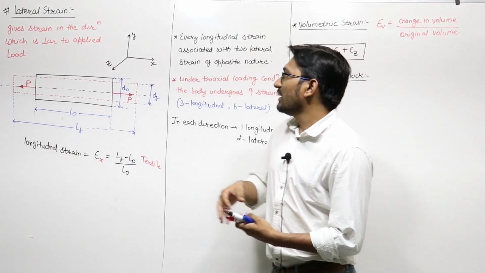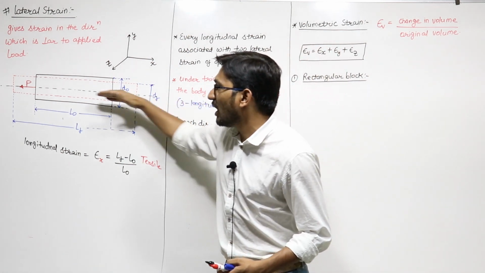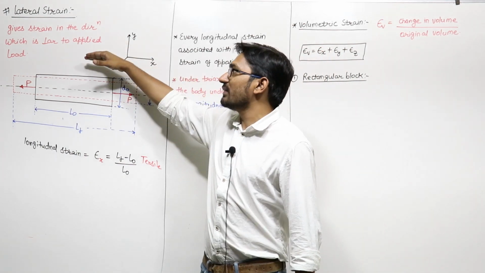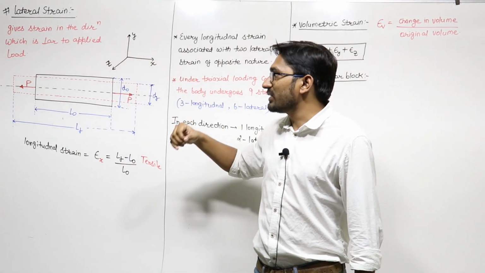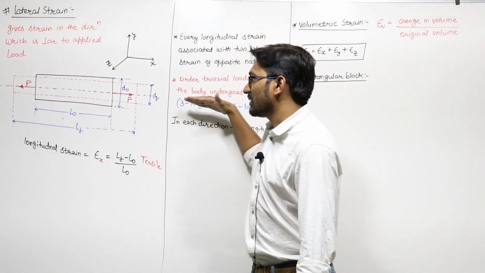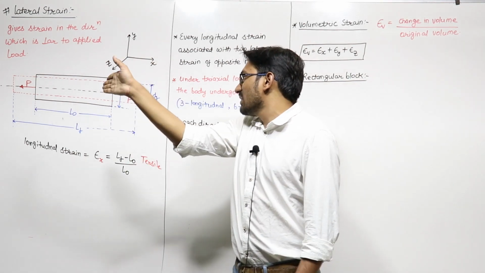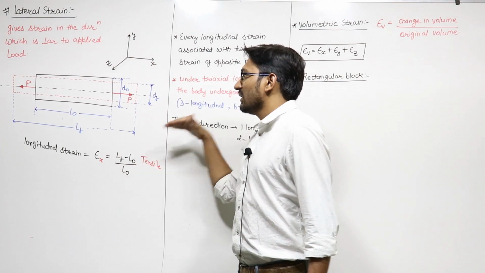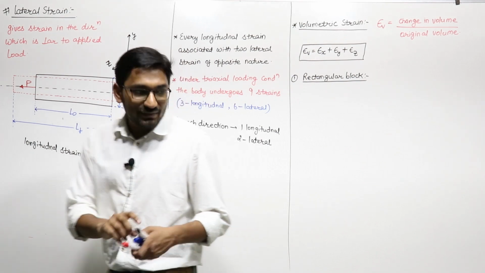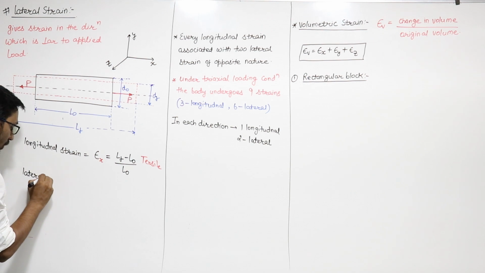So we can say that the longitudinal strain is the strain which is given in the direction of the applied load, and lateral strain gives us the strain in the direction which is perpendicular to the applied load. This is the direction of load, so perpendicular, that is y-axis or z-axis, the strain in y-axis and z-axis will be the lateral strain, right?